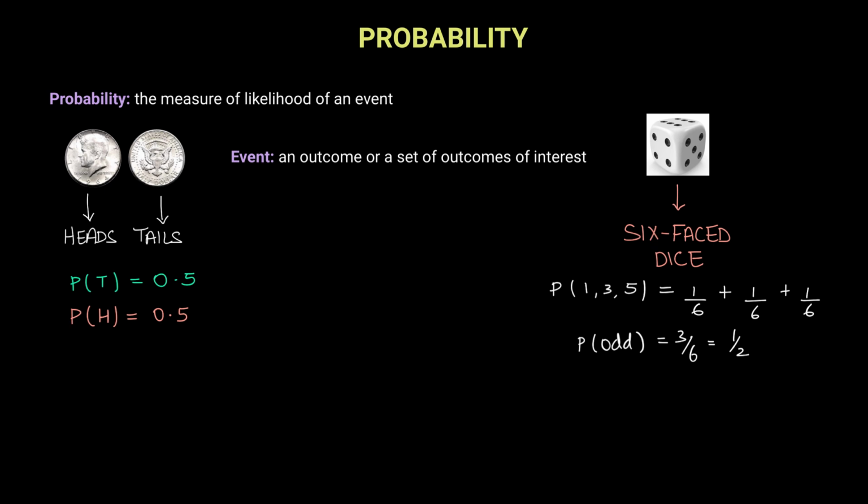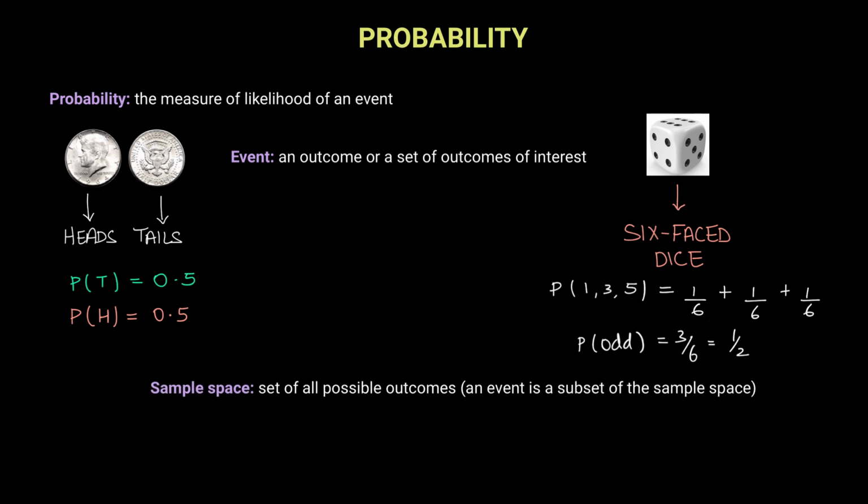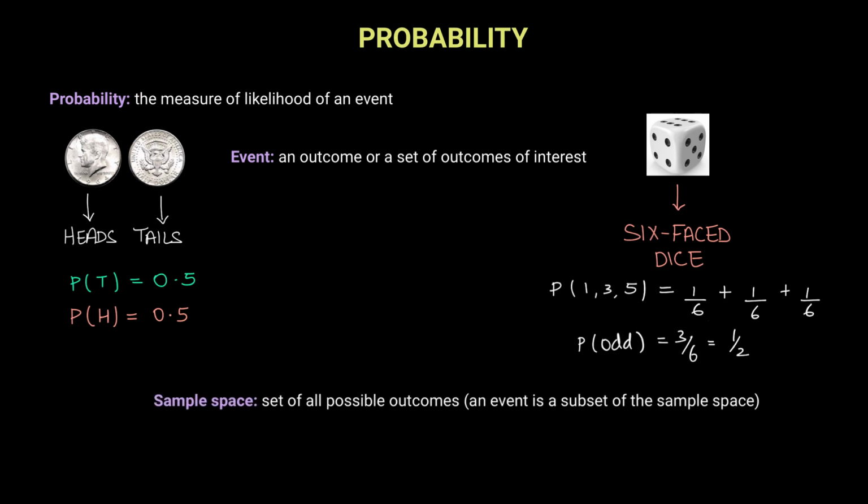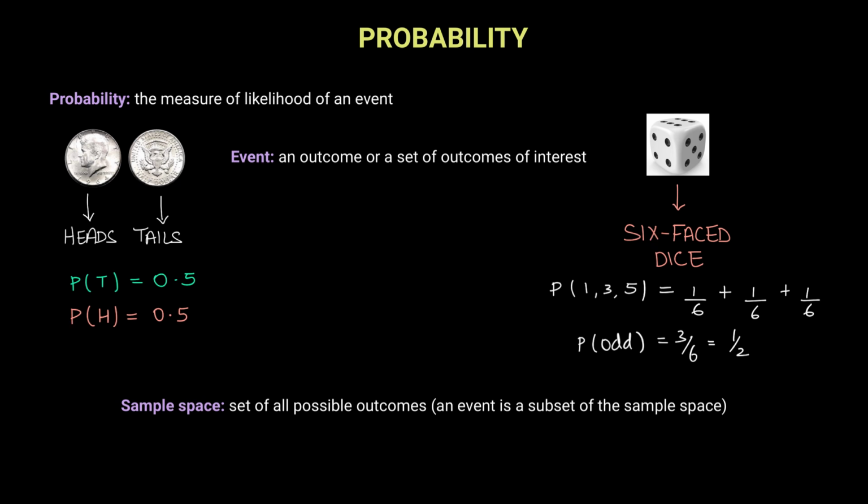And now coming to the last definition, sample space. What is a sample space? A sample space is a set of all possible outcomes. An event is a subset of the sample space. Okay, so we know what probability is. We know that an event talks about the outcome or a set of outcomes of your interest, whereas a sample space is a set of all possible outcomes.